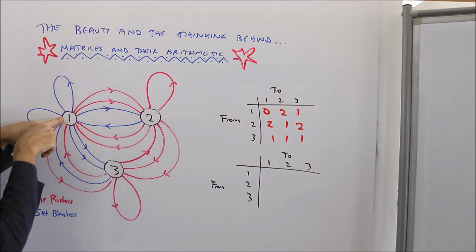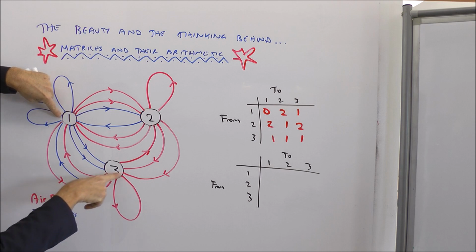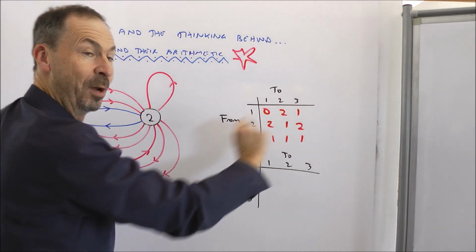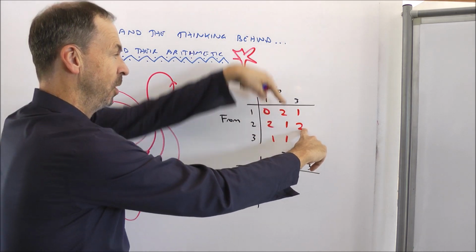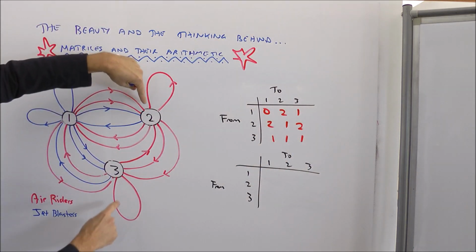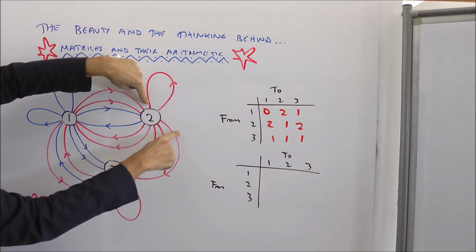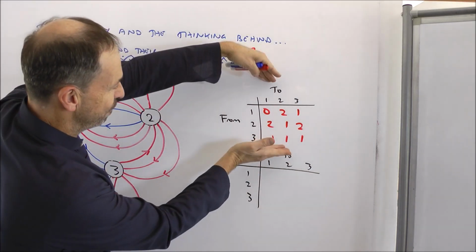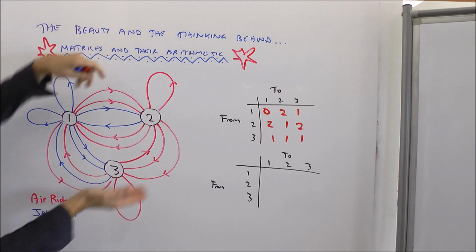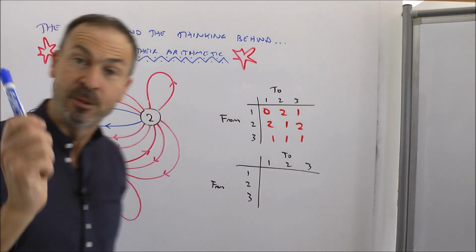City 1 to City 3, I can see from this diagram there's only one route from City 1 to City 3. One route. And for example, this 2 here means there must be 2 routes from City 2 to City 3. From 2 to 3, is it indeed 2 routes? Yes, there are 2 routes. So what I did there is just encapsulate all the information in the diagram for the red routes in a table. And I can do the same thing for Jet Blasters in blue.